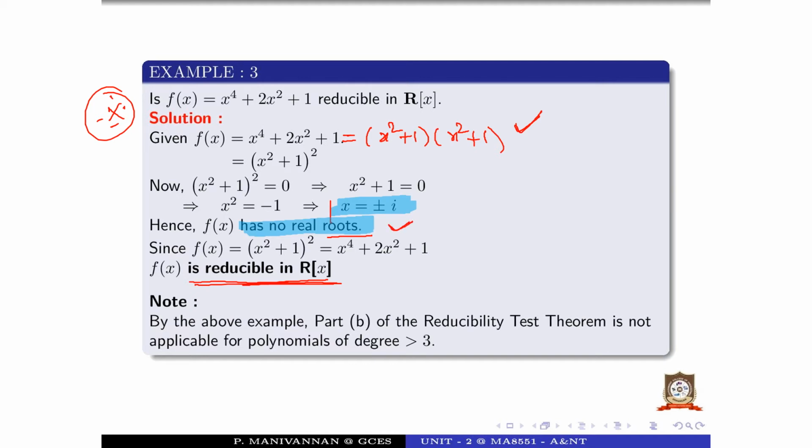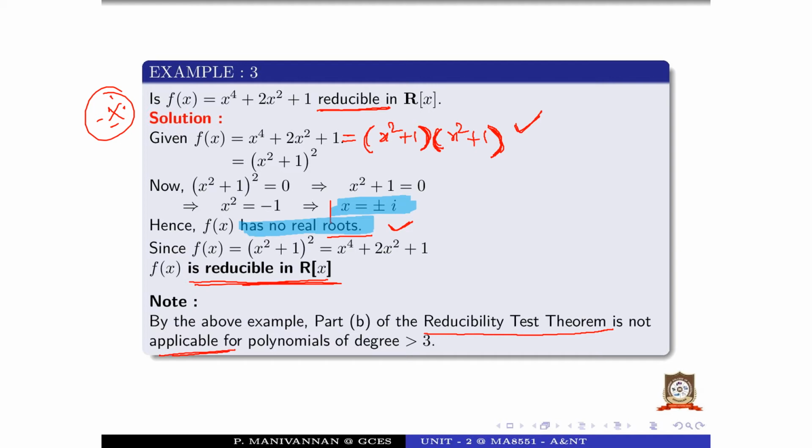But the given polynomial can be rewritten as the product of two polynomials. If we can write it as a product of two polynomials, then it is reducible. If we cannot put it in the product of two polynomials, it is irreducible. Since the given polynomial can be rewritten as the product of two polynomials, it is reducible. In this example, the reducibility test theorem is not applicable.